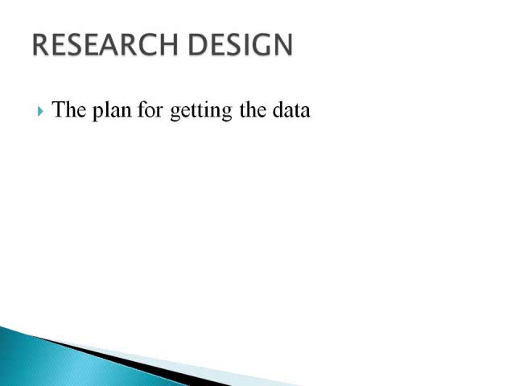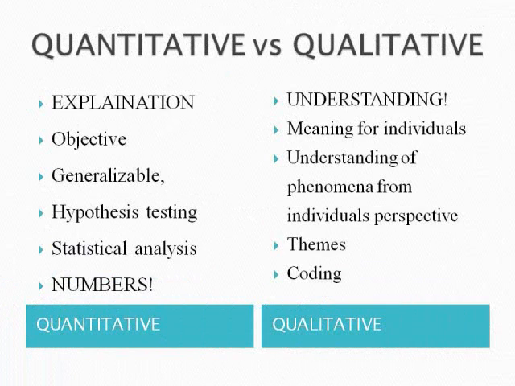Design is a plan for selecting a sample and collecting the data. First, we have to look at quantitative or qualitative. Which would be most appropriate for the research question? Quantitative research will be looking at numbers and explaining and predicting and generalizing information. That means being able to use the information from this study in another setting.